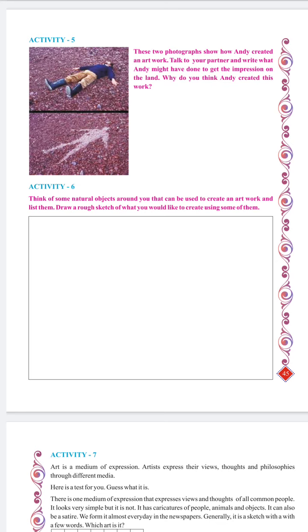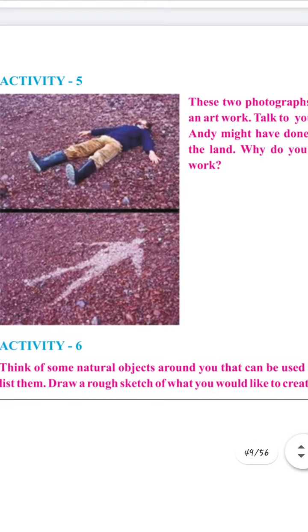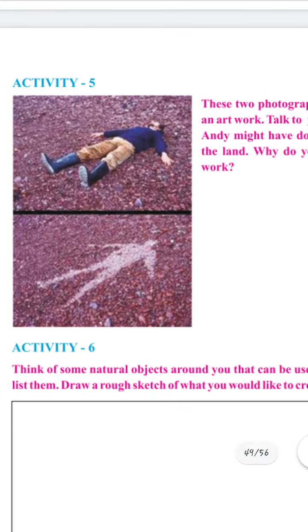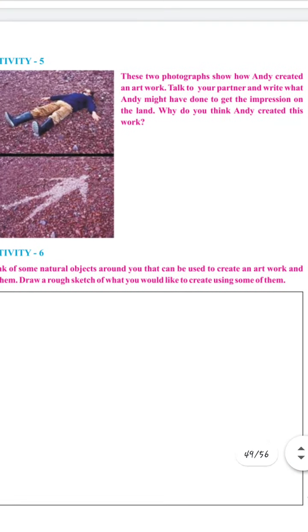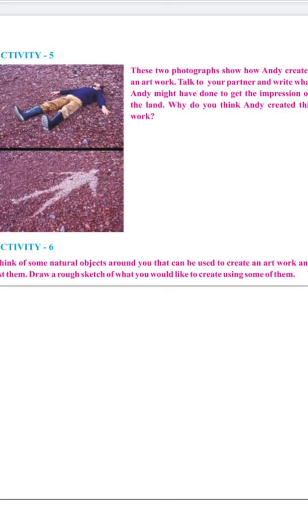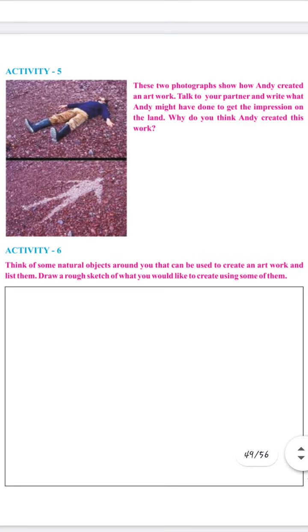Unit number 6, Art, has been continued, and today we'll take activity number 5. In this activity number 5, we have been given two photographs, and these two photographs are taken by Mr. Andy, and he has created an artwork by taking this photograph. We have to talk to our partner, meaning this is a partner activity, and considering the views of our partner, we have to note down what has been used as a painting structure here.